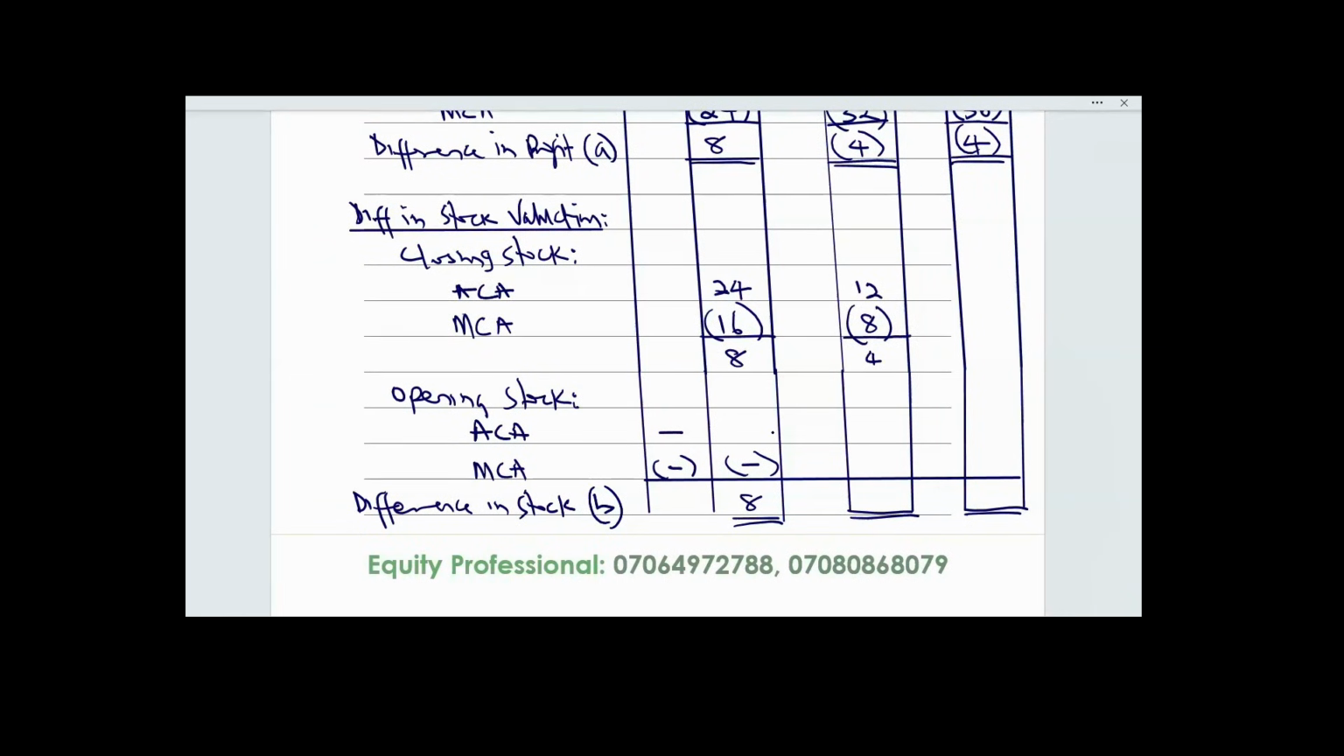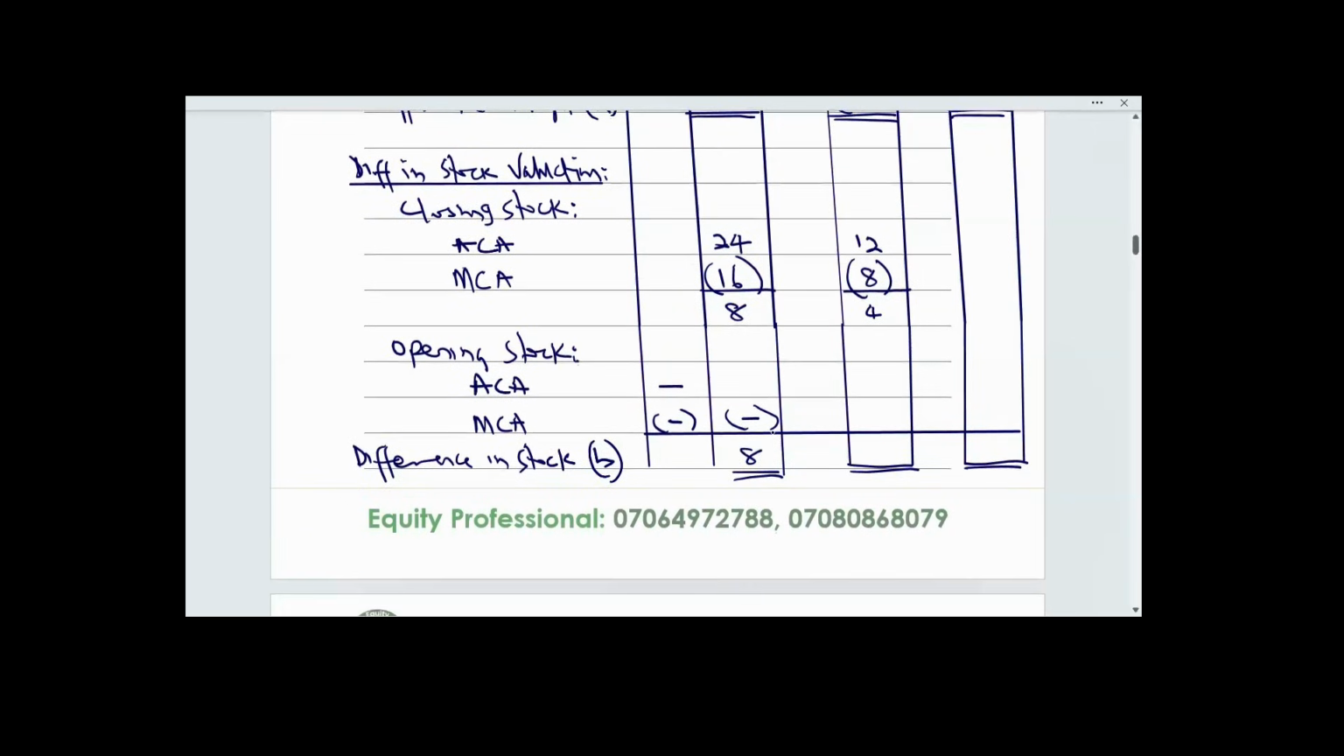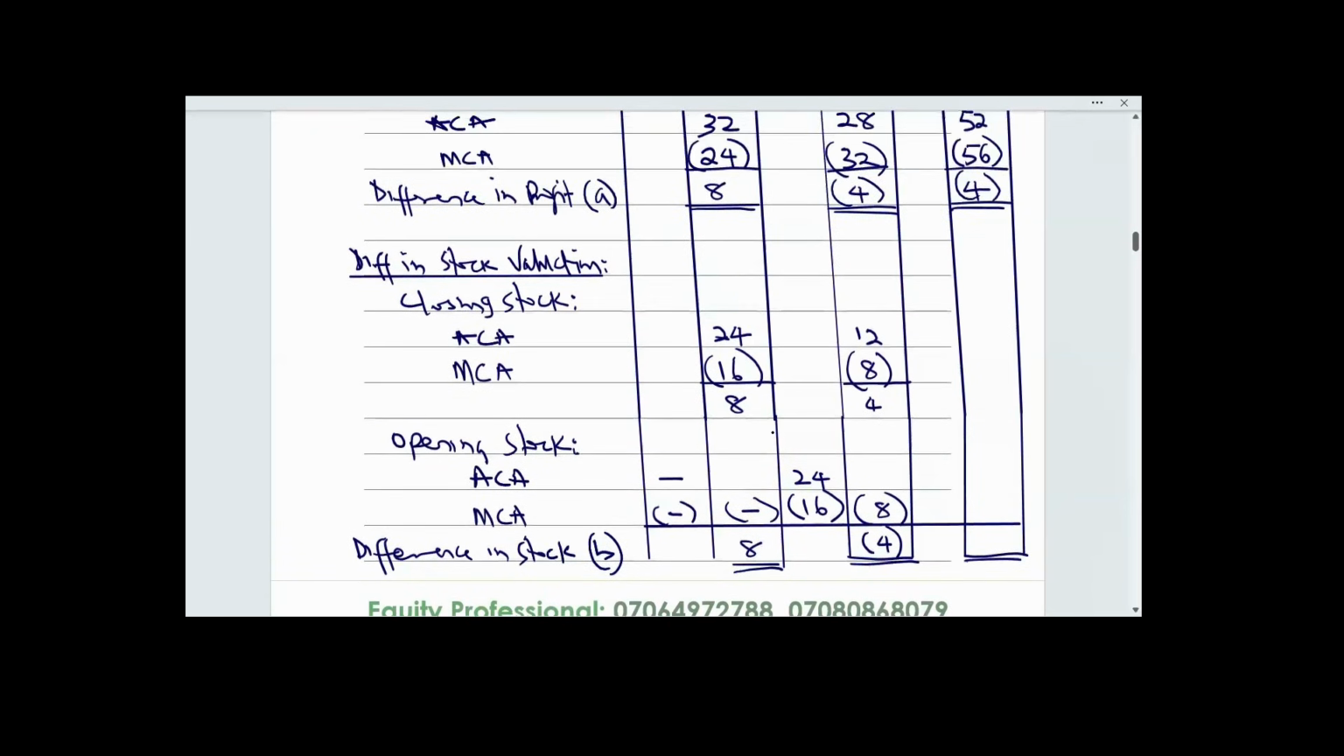Then opening stock in the second period. Opening stock will be closing stock in the first period, isn't it? Here under ACA, opening stock is 24,000. Here is 16,000. So the difference will be equal to 8. 4 minus 8 will give us minus 4. All right? Then move to the third period.